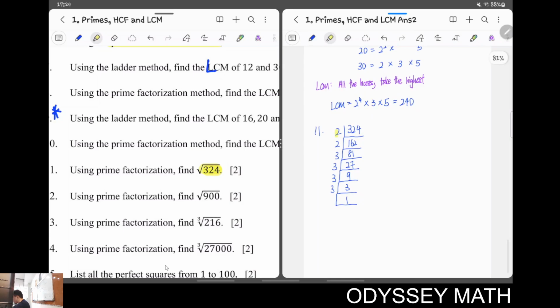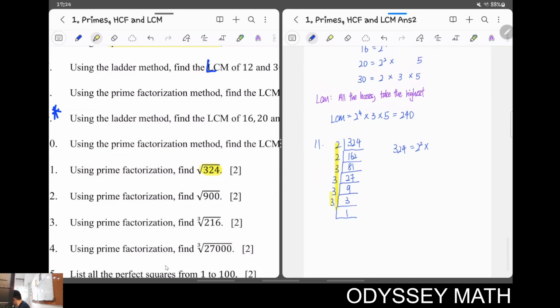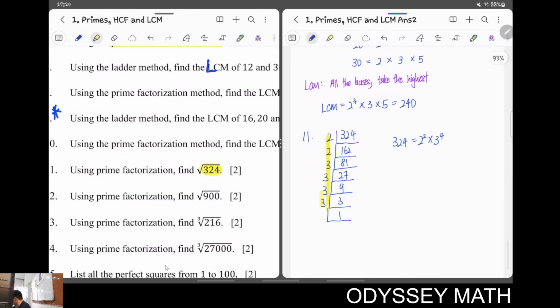And then we multiply all the numbers here vertically, which means that 324 equals to, okay, we can just do a shortcut now, 2 to the power of 2 times 3 to the power of 4. Okay. Again, as I move on to the tutorial on the later part, I expect that you are familiar with what I'm teaching.